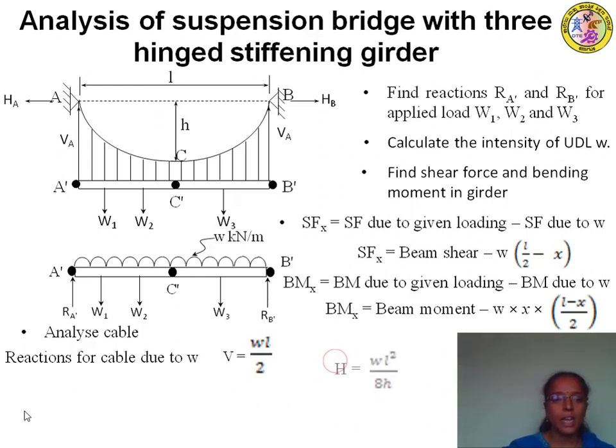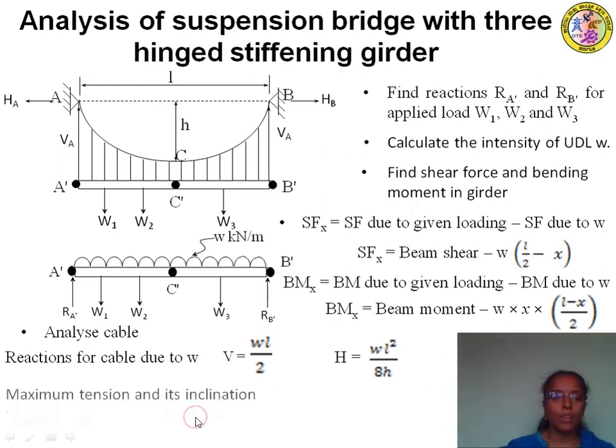Next, the horizontal reaction H, this H here, HB, is given by WL square by 8H. So this equation I have obtained directly. You can analyze it by taking W as the unknown and keeping it in terms of L and H. If you find the reactive components HE and HB by taking bending moment at C and equating it to 0, then it will be WL square by 8H. So directly we can use it to find the reactive components of the cable.